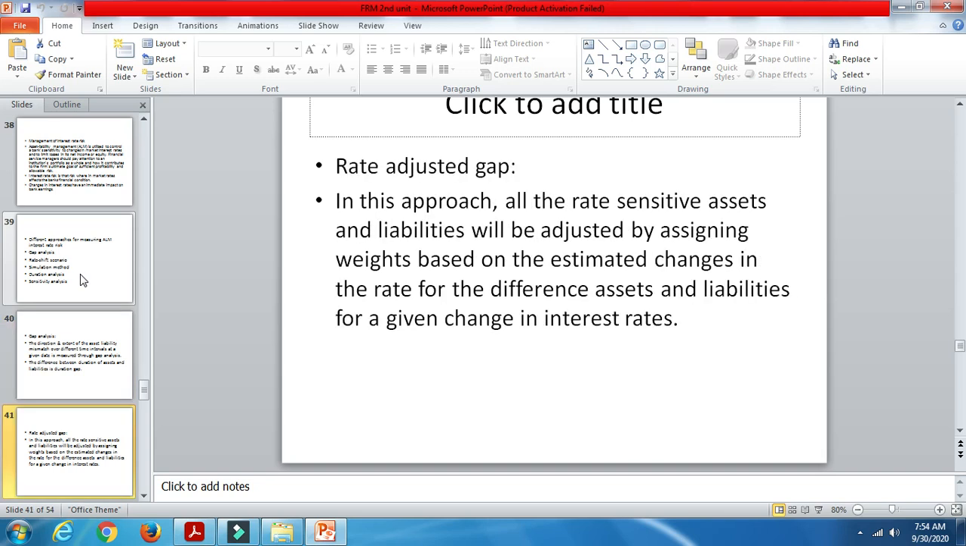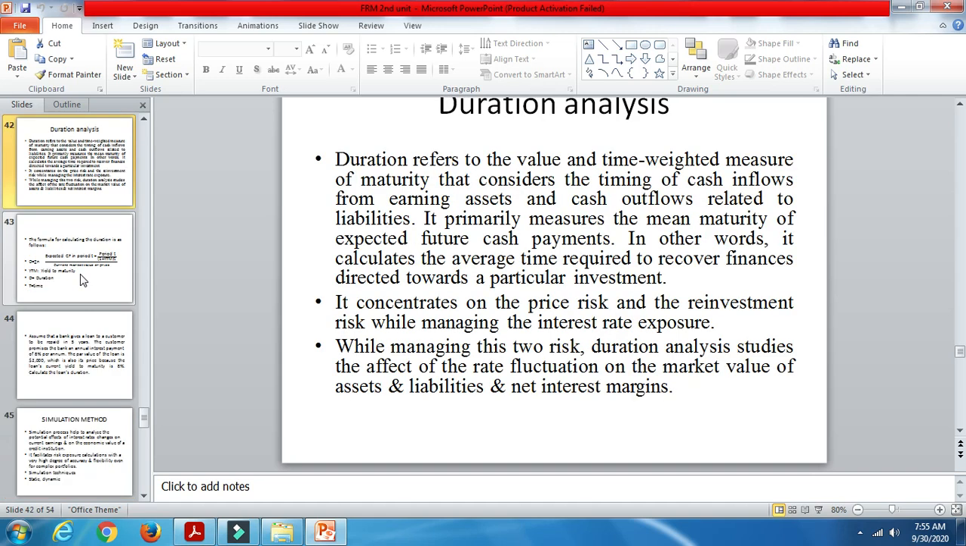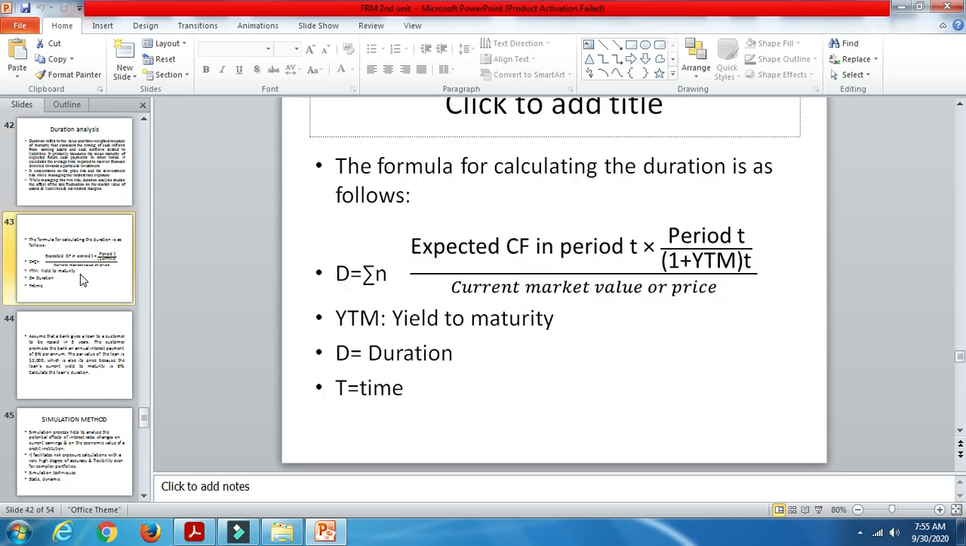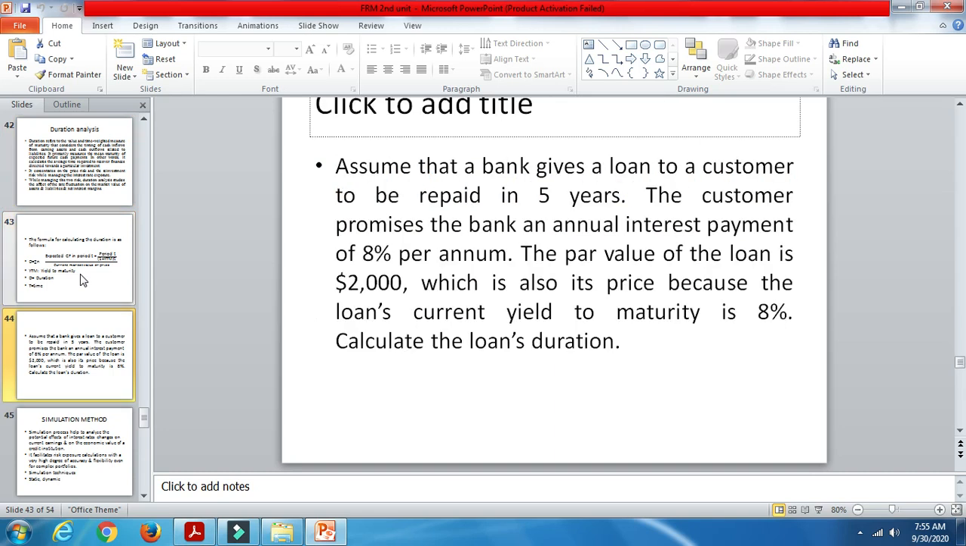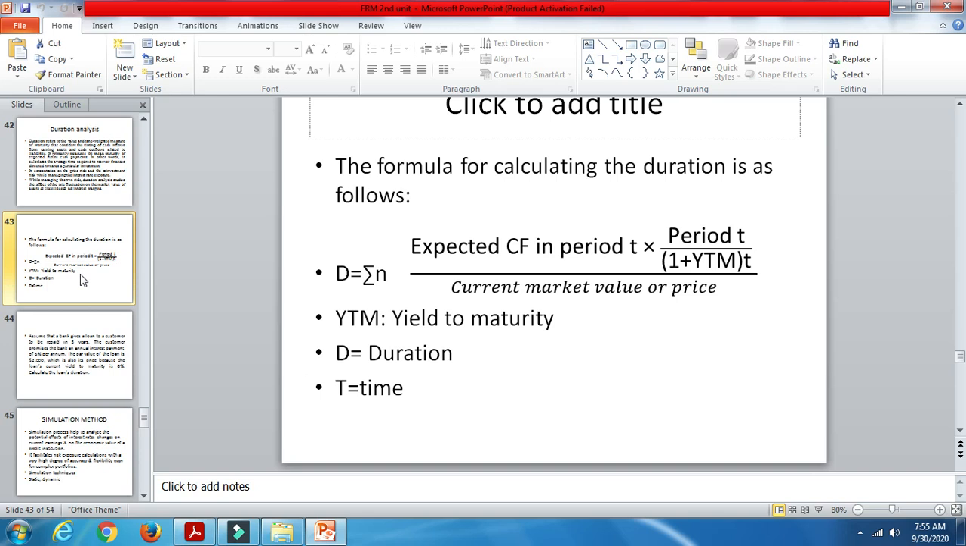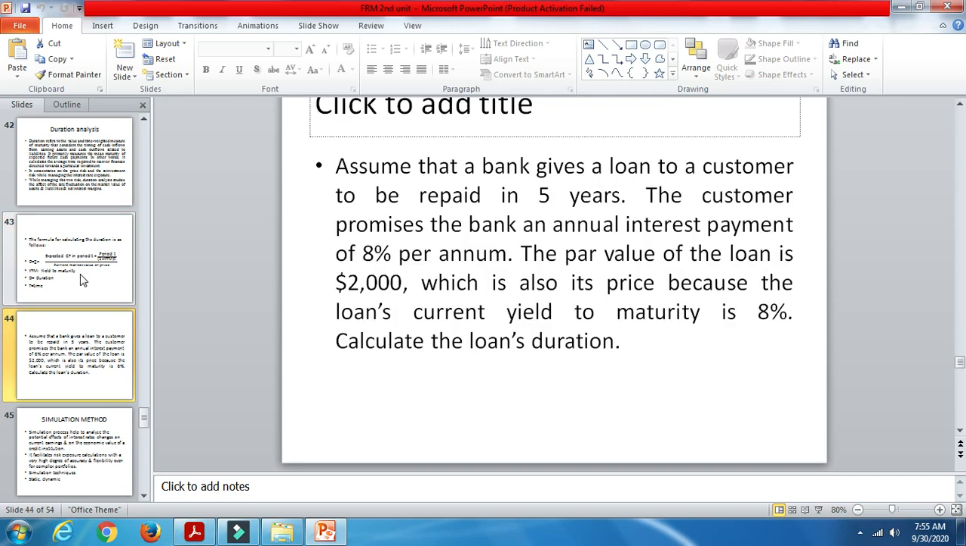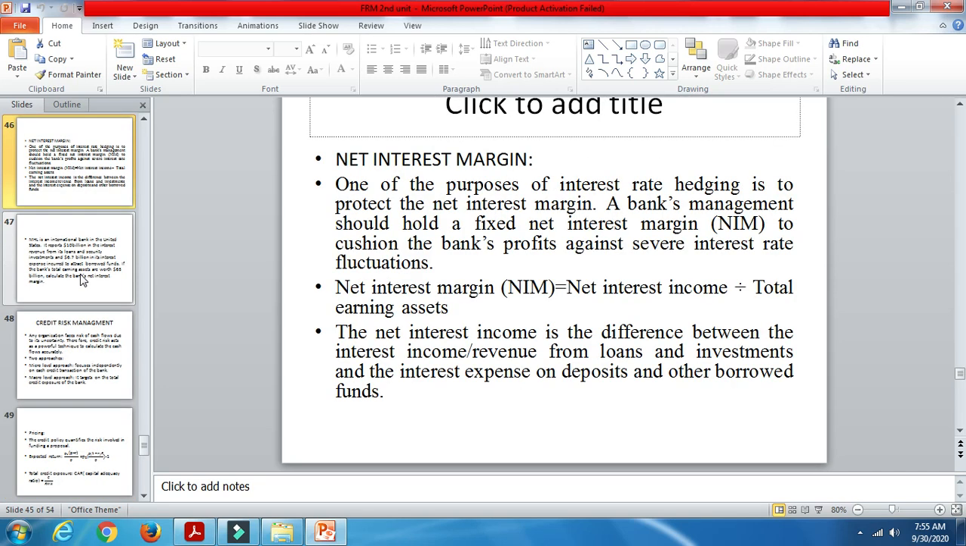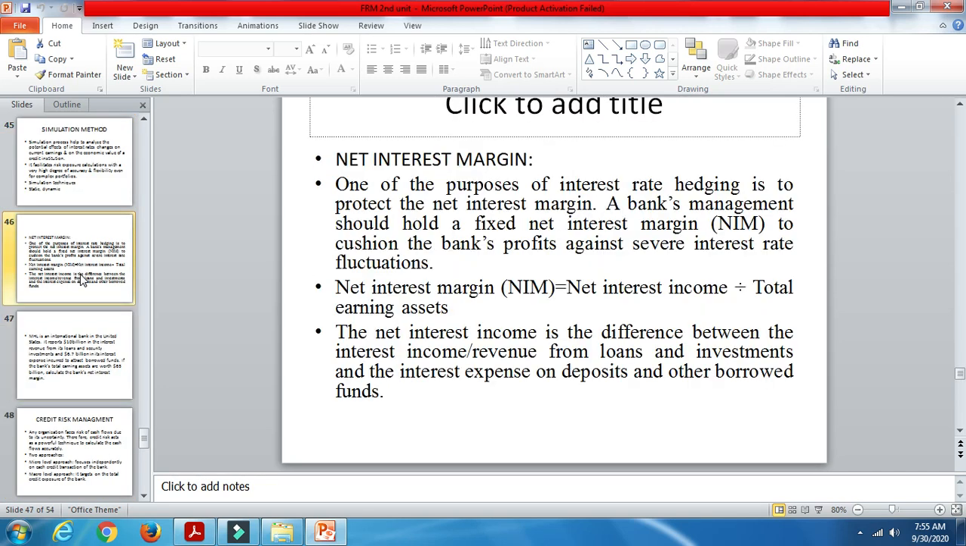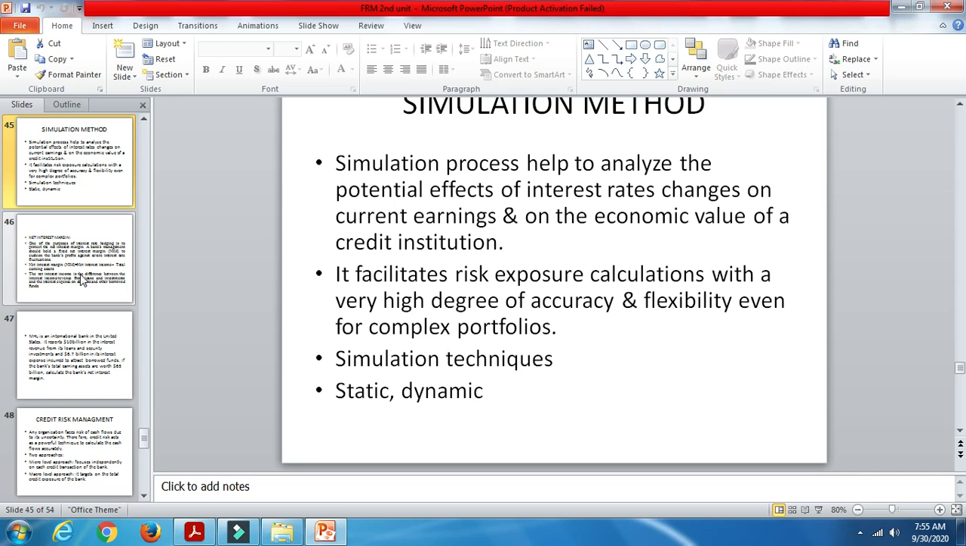Okay. The rate adjusted approach was where all the rate sensitive assets and liabilities were adjusted with the risk weights, and the difference of assets and liabilities was considered to check the interest rate risk. I did a problem on duration in my last class. Simulation also I have started teaching, I guess. So I'll repeat it again.